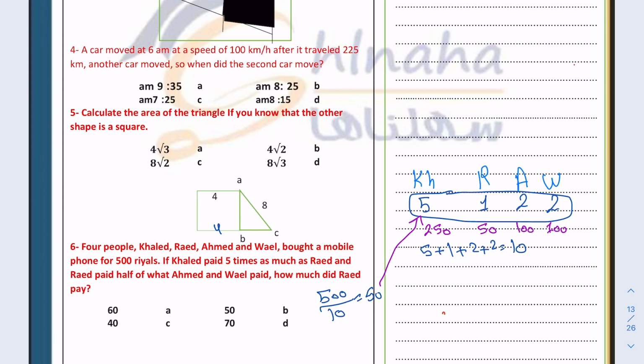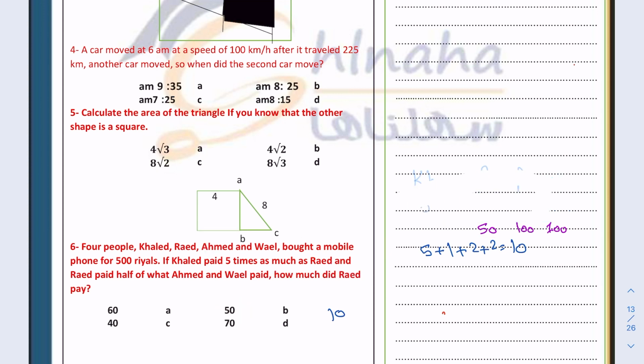So now, I need to choose Raed. Raed is 50, and we finish. Let's take the next question, which is question number 7.